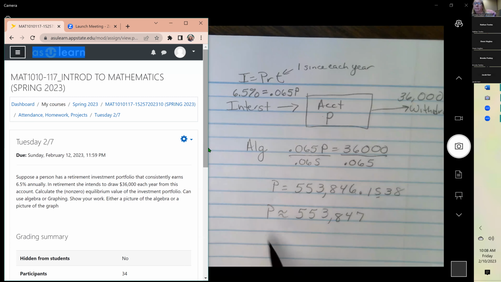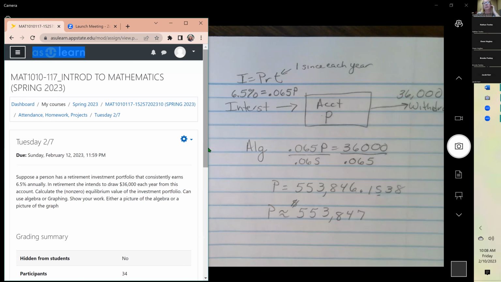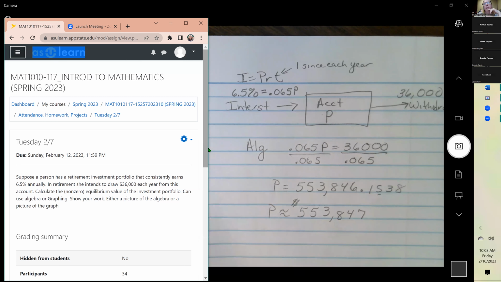Okay, thank you so much. You're welcome. Are you okay doing it graphically? I think now that I understand the algebra, I'll be able to figure it out.